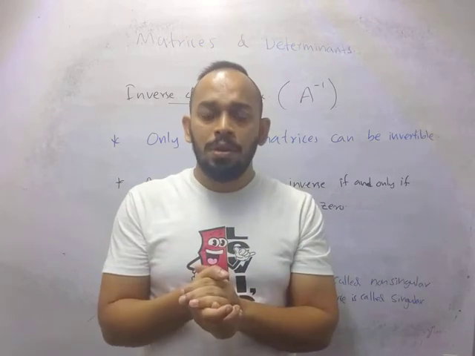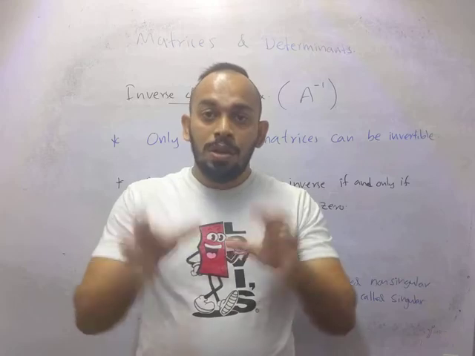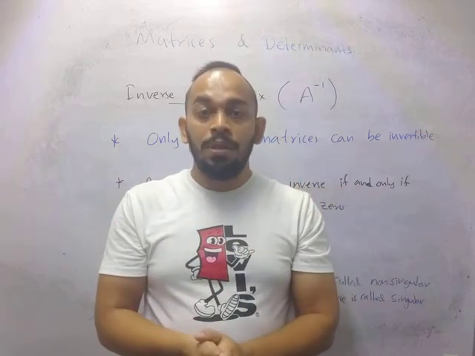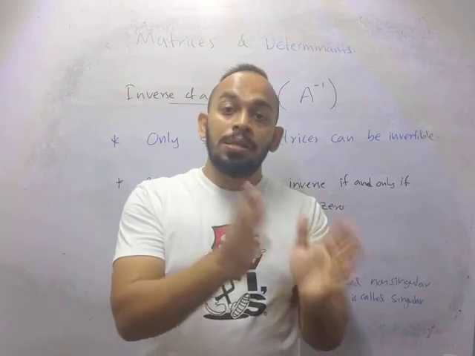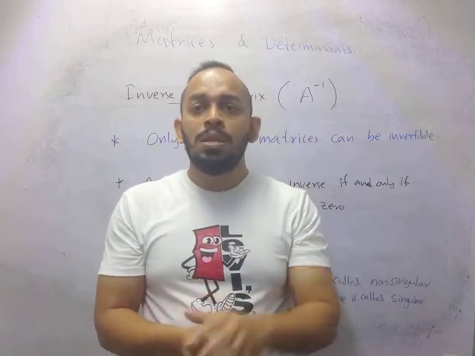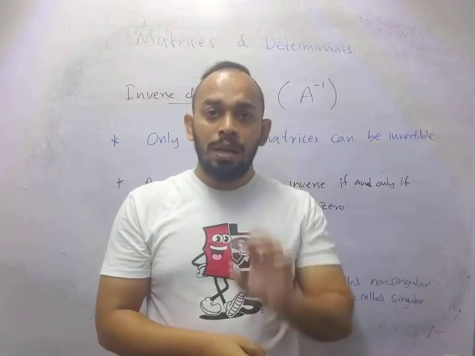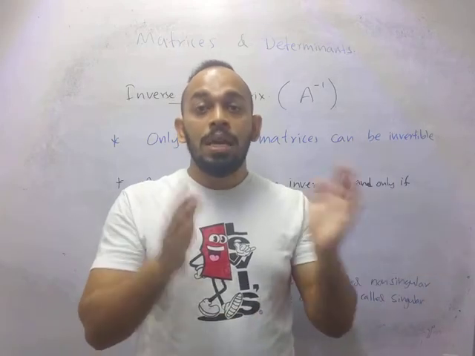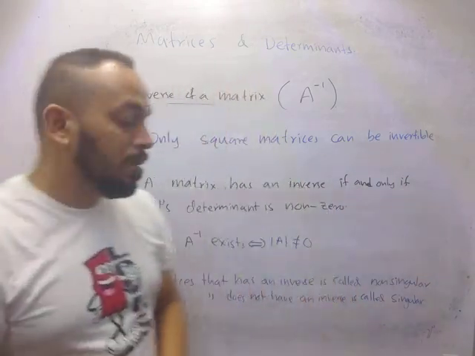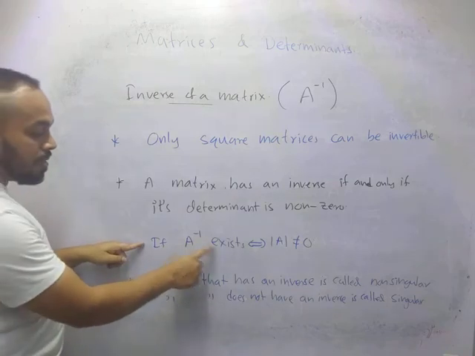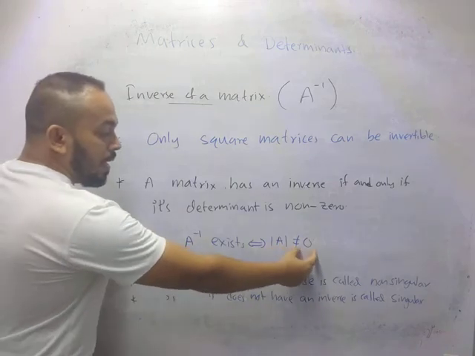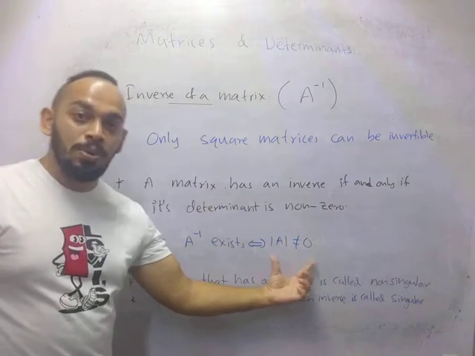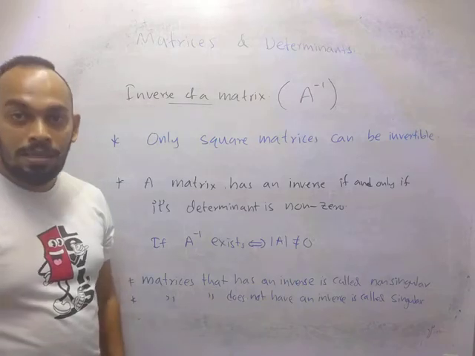So there's a test for it. If a matrix is given and they ask you to find out whether it has an inverse, all you do is find the determinant of the matrix and show that it's non-zero. If it is non-zero, it has an inverse. If it is 0, it will not have an inverse. So if A inverse exists, then determinant A is non-zero. It goes both ways: if determinant of A is non-zero, then A inverse exists.